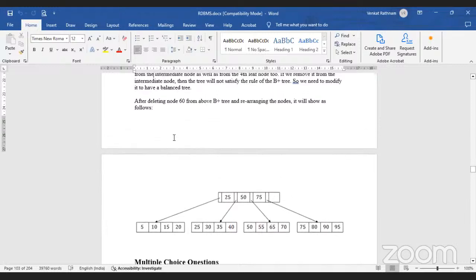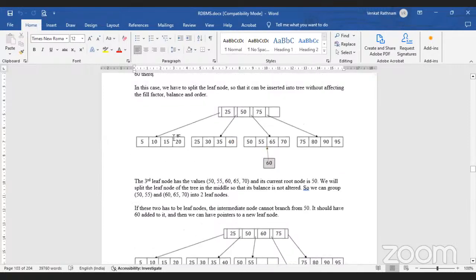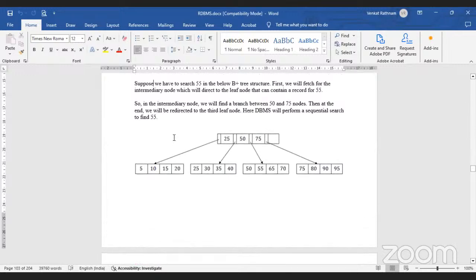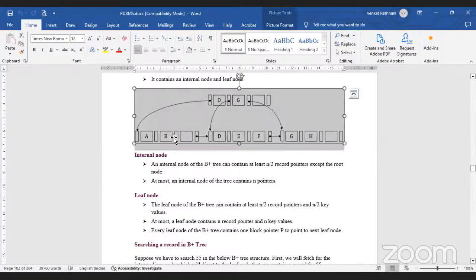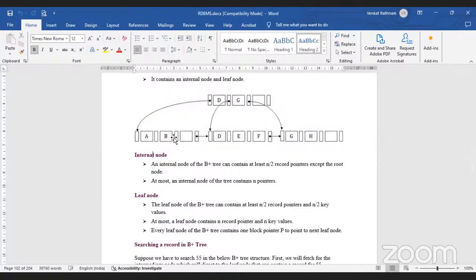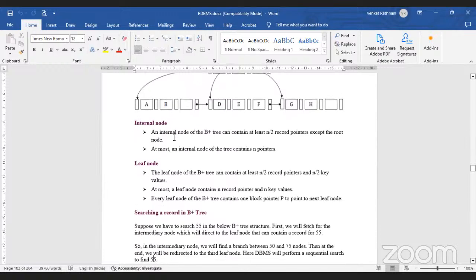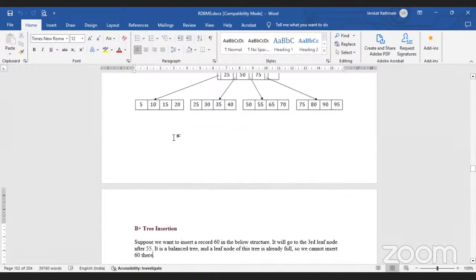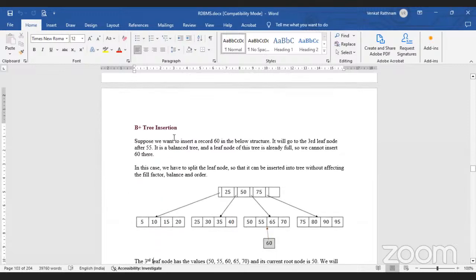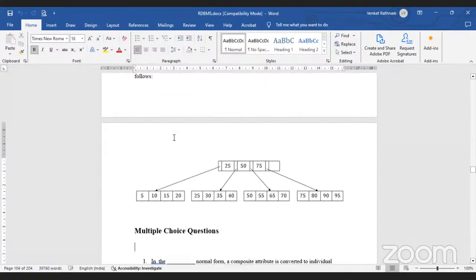This is the information about the B plus tree. What is the definition of a B plus tree? What is the purpose of the B plus tree? What is the structure of the B plus tree? In a B plus tree, we have leaf nodes, internal nodes and root nodes. It is a balanced tree. We also covered how to insert values in a B plus tree, how to insert more values, and how to delete values.